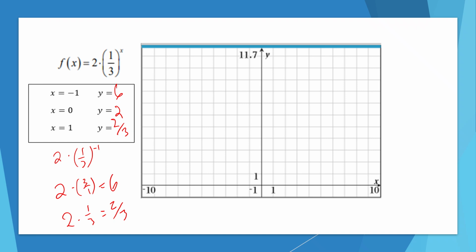And so notice how when you go from 3 to 1/3, it kind of reflects over the y-axis, right? And so this should be -1, 6, right there, 0, 2, and then 1, 2/3 right there. And so as best I can, this is how I would graph that exponential function like so.